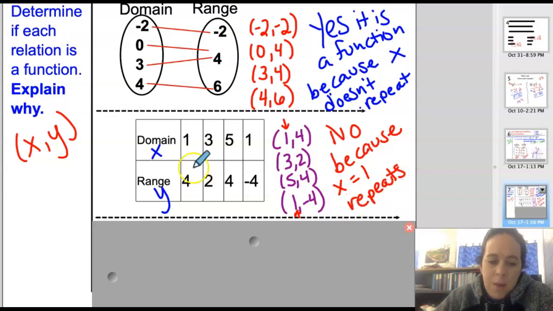Most of the time in algebra, our tables are not written horizontally like this. Most of the time they're written vertically, but they could be written horizontally like this, and we still have to test it.